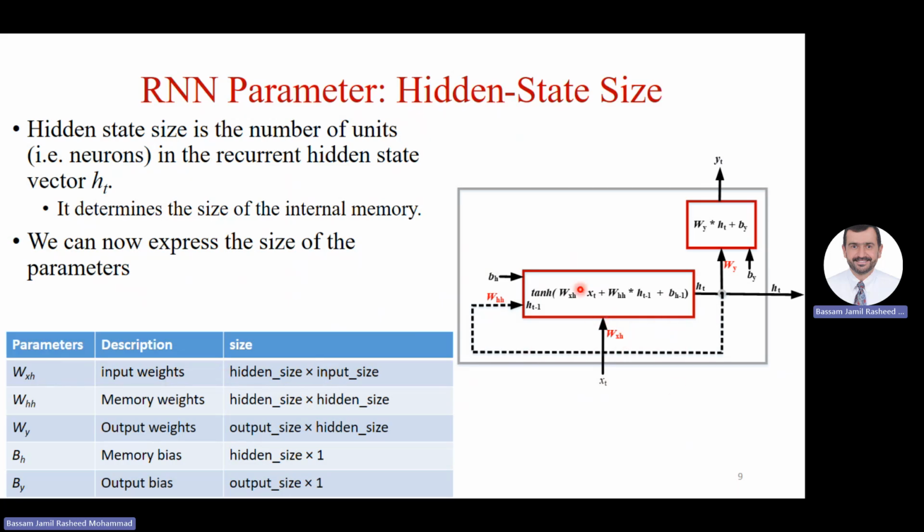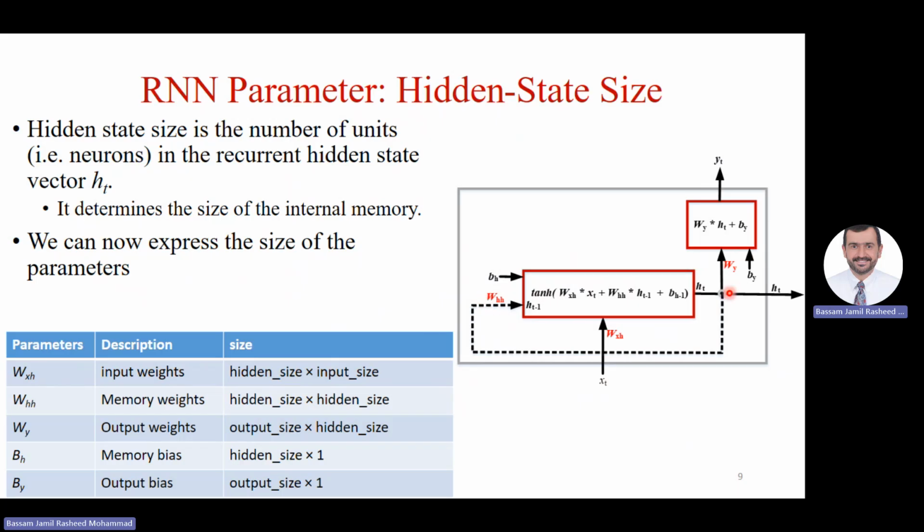Not only that, watch this parameter when this hidden state goes back here. When it goes back, we multiply it by the memory weight. So this is the memory. What's the size of it? It's the hidden size times hidden size, which means if I have 8 neurons here, the size of this weight, WHH, will be 8 by 8. So it's very important that you choose the size of the hidden state. It controls all these matrices for you.